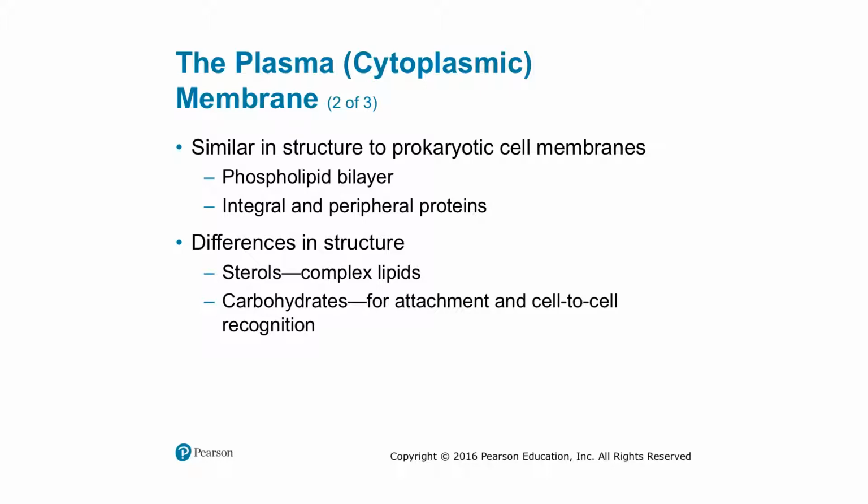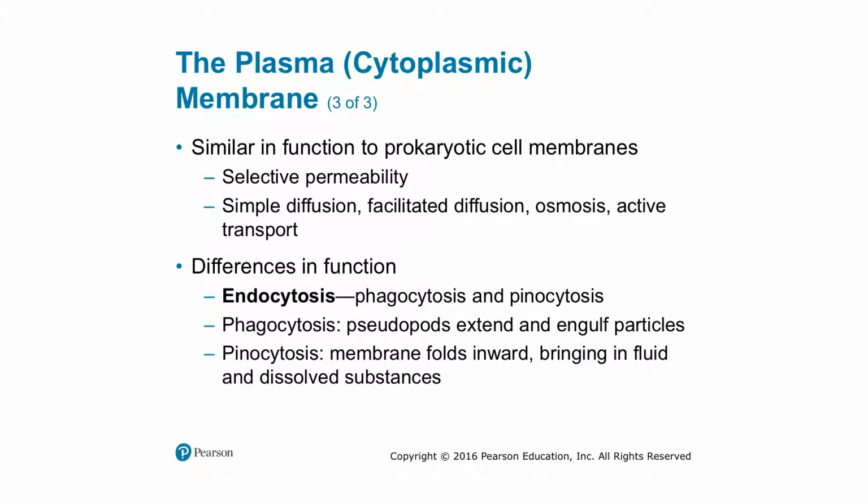Without these carbohydrates, the cells would not be able to hold on to each other and make long, big sheets. And really, this is one of the reasons why the plasma membrane helps to create tissues. Similar in function to the prokaryotic cells, they are all selectively permeable. So they're going to have simple diffusion, facilitated diffusion, osmosis, and active transport.